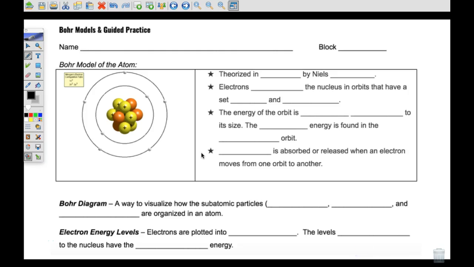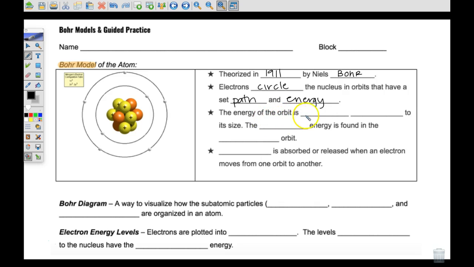So to continue our study of subatomic particles, it's important to know how to diagram them in an easy to understand way. So therefore, we're going to start talking about the Bohr model of the atom. Even though this model is technically considered inaccurate, it gives us a concrete way to diagram the protons, neutrons, and electrons of different elements of the periodic table. The Bohr model of the atom was theorized in 1911 by Niels Bohr. And Niels Bohr theorized that electrons circle the nucleus in orbits that have a set pathway and energy.